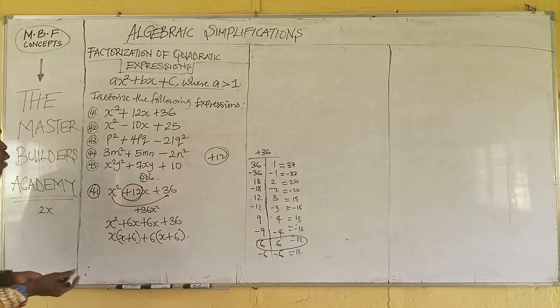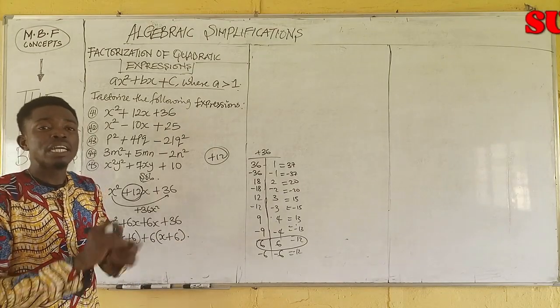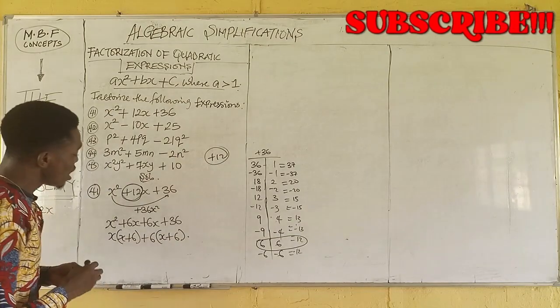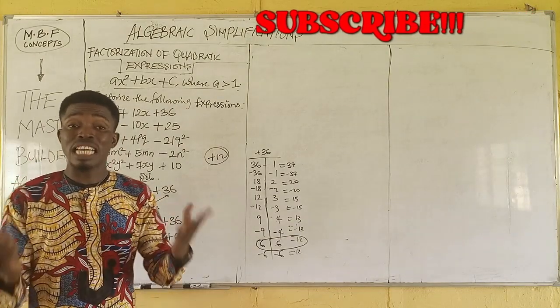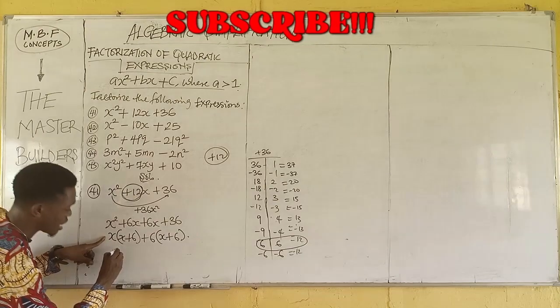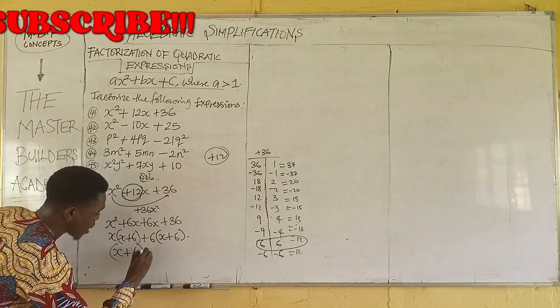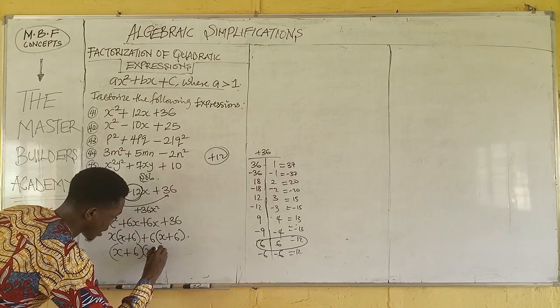Now at this point, all we need to do is to collate the factors. How do we collate them? The next thing we do is to collate the multiplication factors. And what are the multiplication factors here? The first one is x, and the second one is plus 6, which are the numbers outside the bracket. Then pick one of the equal brackets, x plus 6.